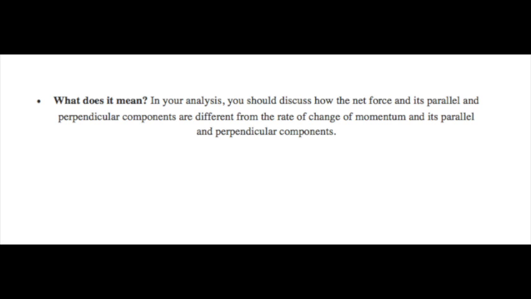For the what does it mean question, we are asked to look at how net force is different from the rate of change of momentum. Although by the equations, F net parallel is equal to dP dt parallel and likewise for the perpendicular direction, they describe different actions. F net predicts the forces that are acting upon an object, while dP dt is used to describe those net forces in the ways that the forces cause the object to move. Even though these values have the same magnitude, they are used to describe different actions.